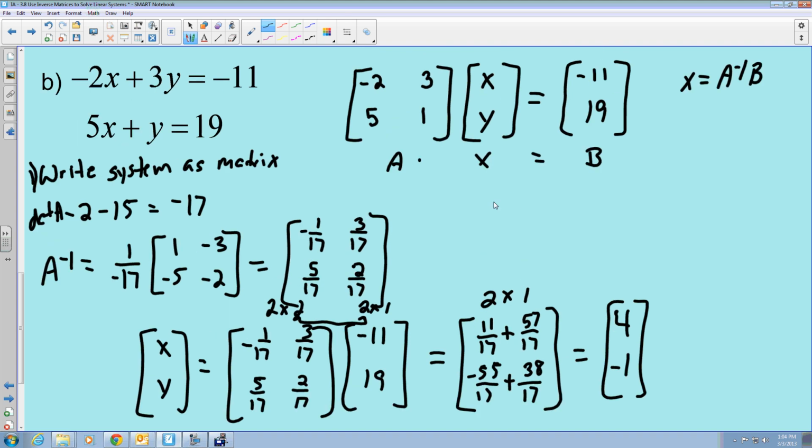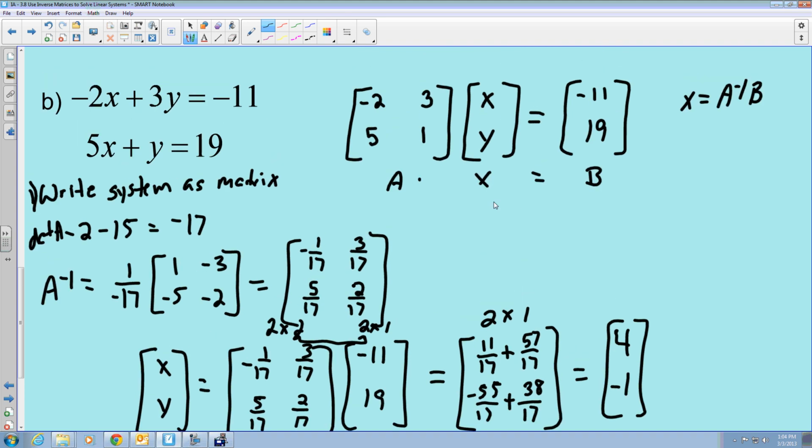We can plug that back into the original system and see if it holds true. This is my x and this is my y. So 4 times negative 2 is negative 8. Negative 8 plus negative 3 is negative 11. That holds true. 20 plus negative 1 is 19. Holds true. So x being 4 and y being negative 1 is a true statement.